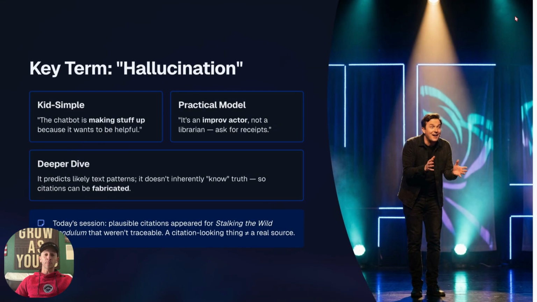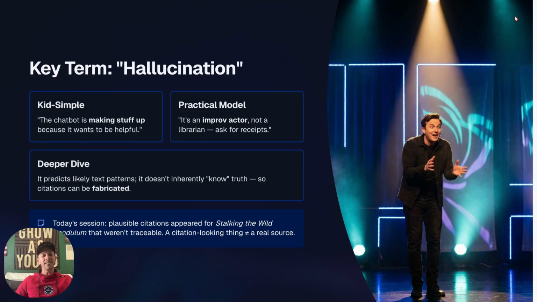All right, so some key terms for today. Number 1 is the hallucination term. What is a hallucination? If I was 5 years old, I would say the chatbot is making stuff up because it wants to be helpful. Practice model: it's an improv actor, not a librarian. So ask for some receipts.